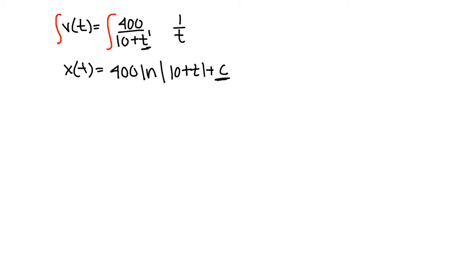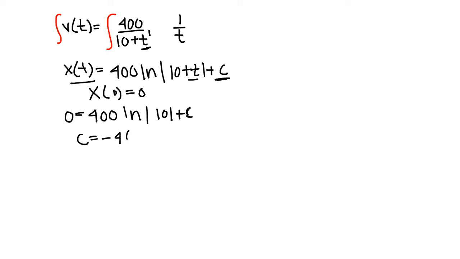But the real question here is what initial condition are we going to be using? I'm just going to write this down. I assume that at time 0, our position is 0, which makes sense. Our initial time is 0 and the distance increases as we go. Using that condition, 0 equals 400 times the natural log of 10 plus c, just plugging in 0 for both the position and time. So your c value is going to equal negative 400 times the natural log of 10.